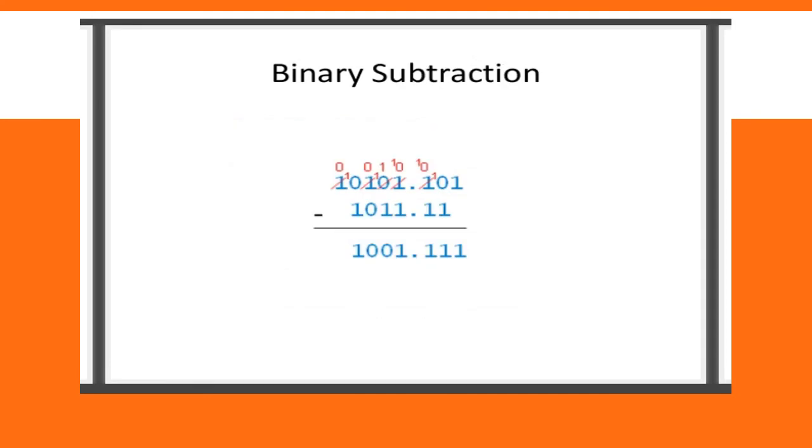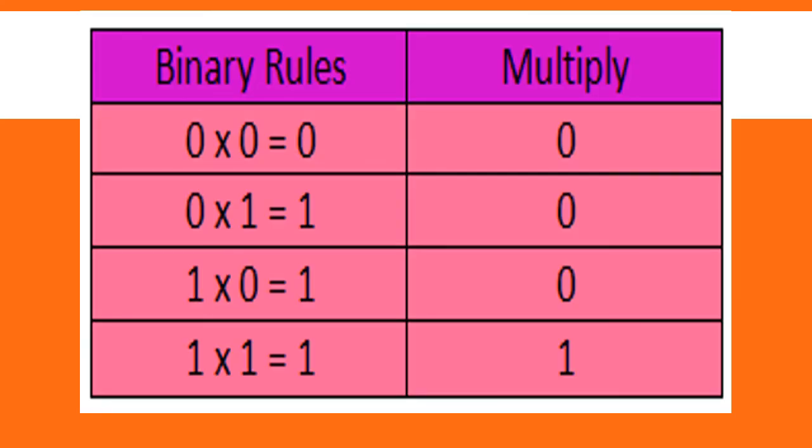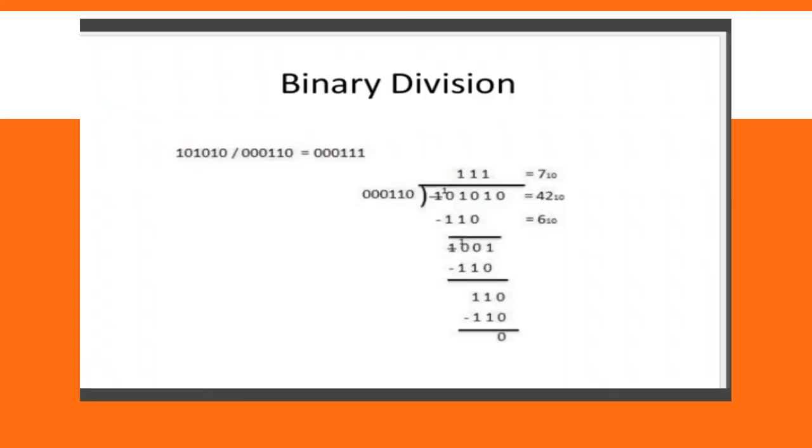Binary subtraction method. For multiplying binary numbers, rules are given. 0 into 0 is equal to 0, multiply 0. 0 into 1 is equal to 0, multiply 0. 1 into 0 equal to 0, multiply 0. 1 into 1 is equal to 1, multiply 1. Binary division is the same as we do in maths.